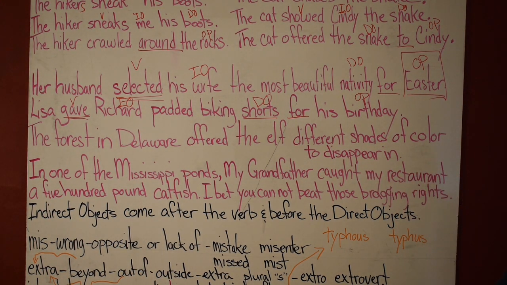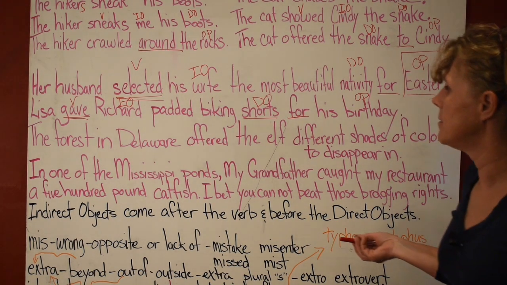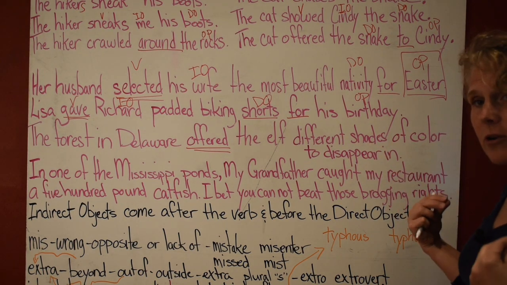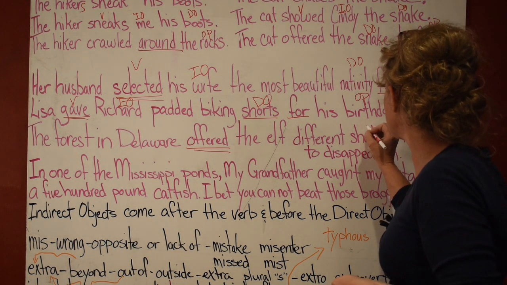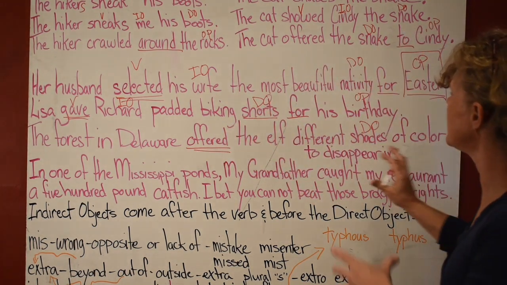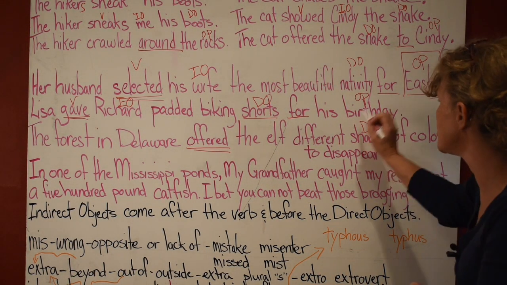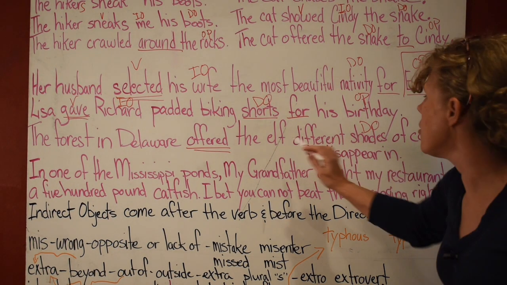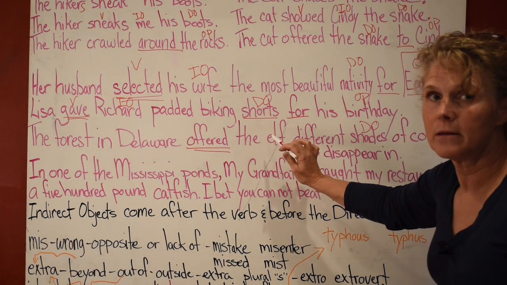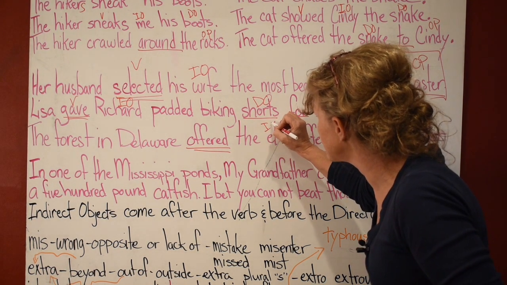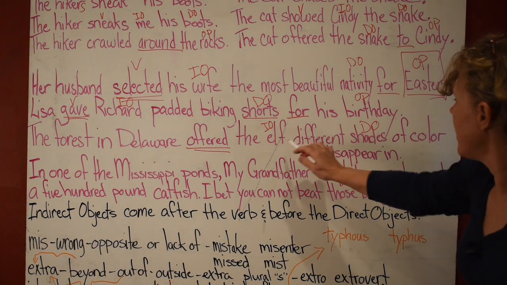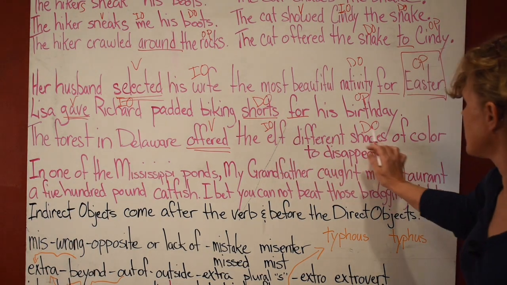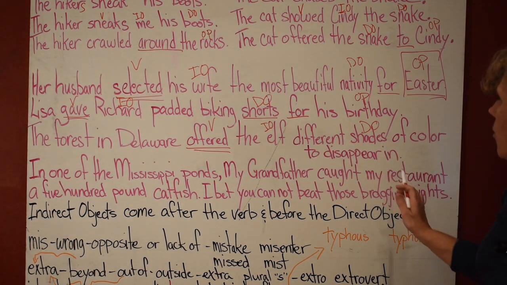Okay, so now what is your verb in here? Offered. Nice, good. What's receiving the offer? Shades. Okay, so this is the direct object. It's receiving exactly what's being offered. It's offering the shade. But who's going to receive the shade? The elf is going to receive this. Do you see that? So that is why this is the indirect object. So the elf receives this. See how the indirect object falls between the verb and the direct object.